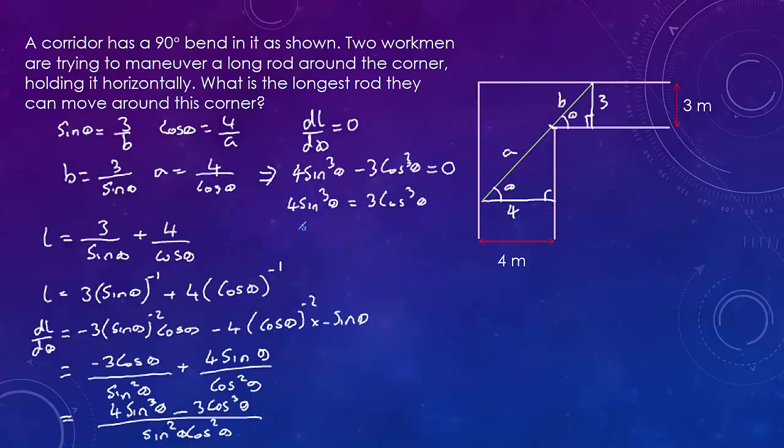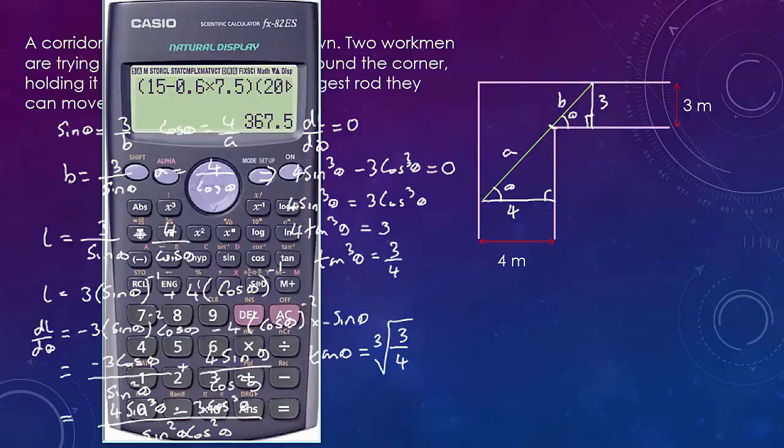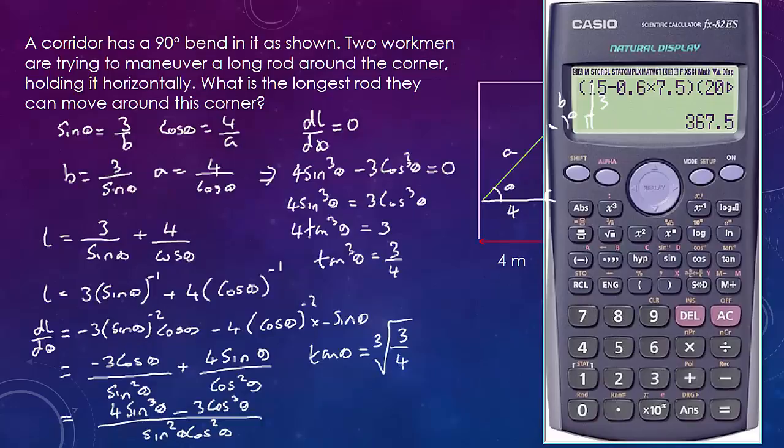Dividing both sides by cos cubed theta gives us 4 tan cubed theta equals 3. So tan cubed theta is equal to 3/4. Therefore, tan theta is going to be the cube root of 3/4. So we can get an angle for that. So what we need is the calculator. And let's bring that in. And so we need the inverse tangent. And we had a cube root button, which was just there.